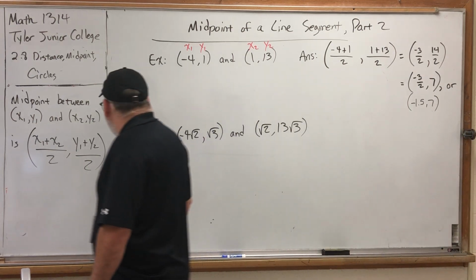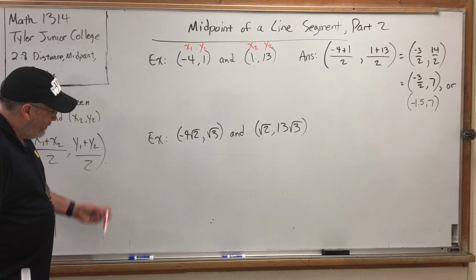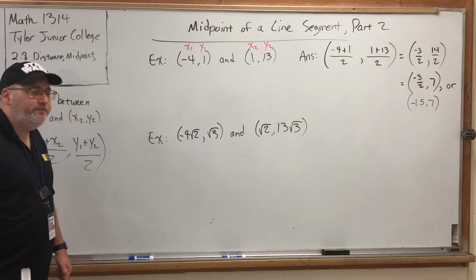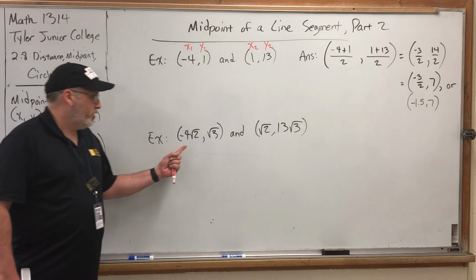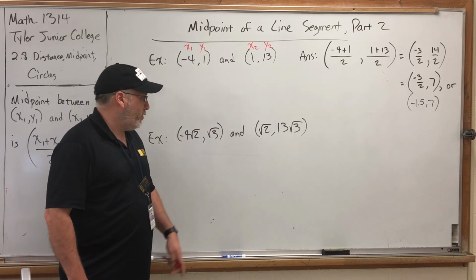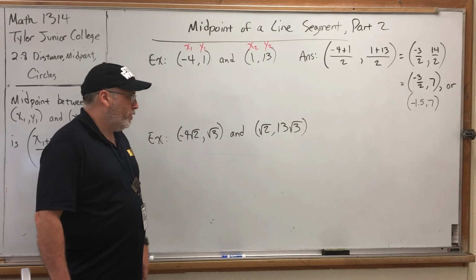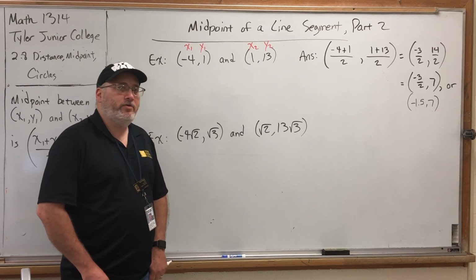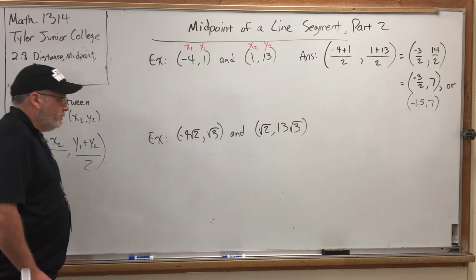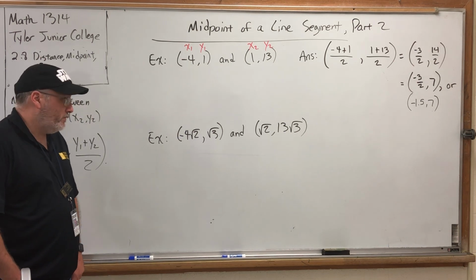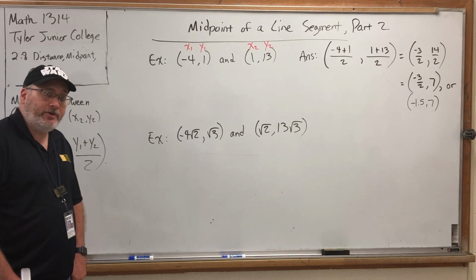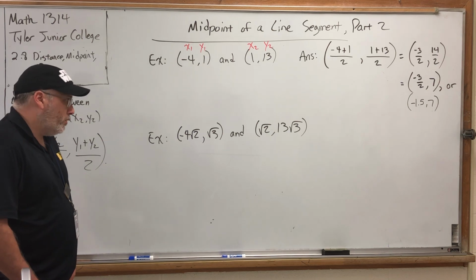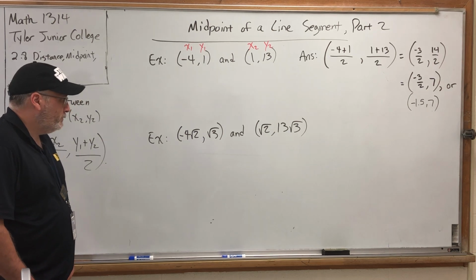Well, what about the second example? Those ordered pairs look a little messed up. First one is -4 square root of 2, square root of 3. And the second one is square root of 2, 13 square root of 3. Oh, those are numbers. If we wanted to, we could put them in a calculator and get a decimal. Or we could leave them like this.